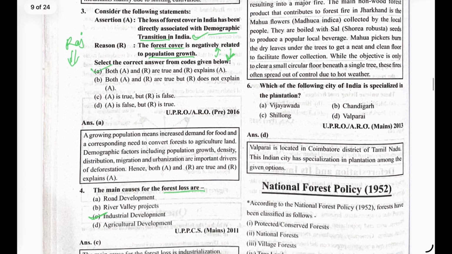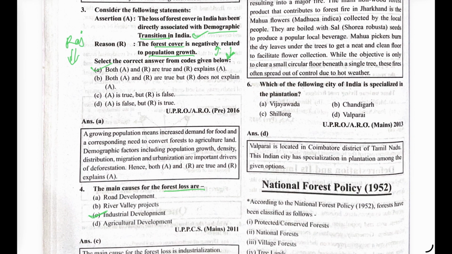Which of the following cities of India is specialized in plantation? That is Valparai. Where is it located? Valparai is located in Coimbatore district of Tamil Nadu. This Indian city has a specialization in plantation among the given options. So among the four options, Valparai has the best specialization in plantation.